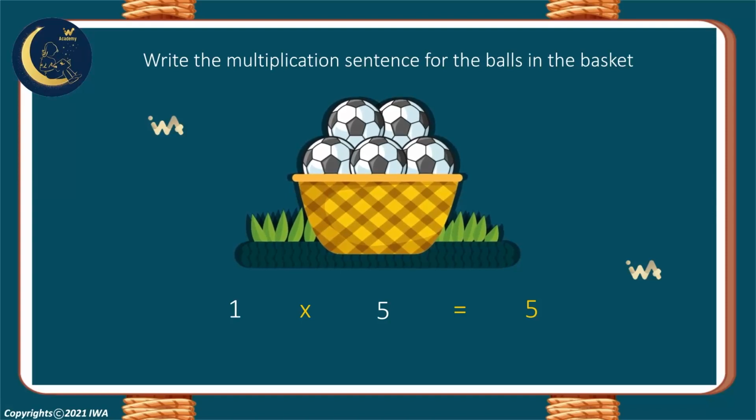Wonderful. Let's read the multiplication sentence again. Come on, say it with me. 1 multiplied by 5 equals 5.